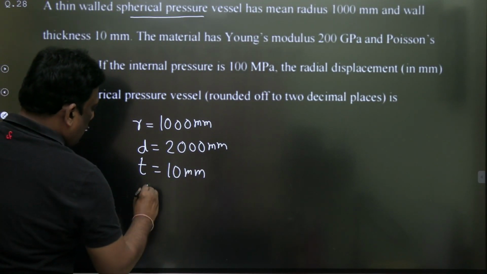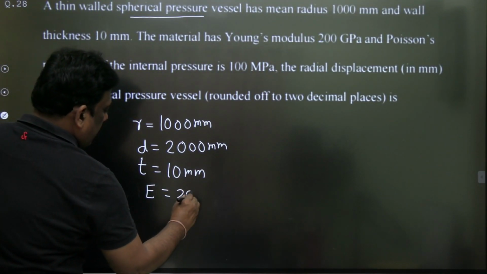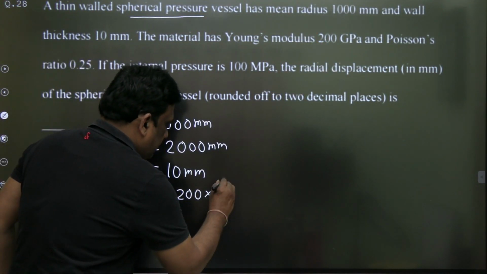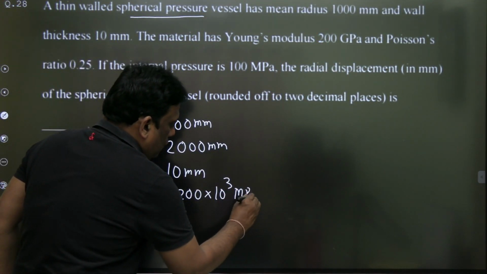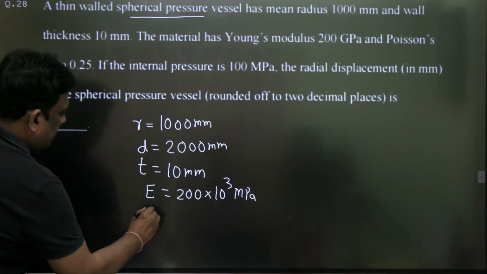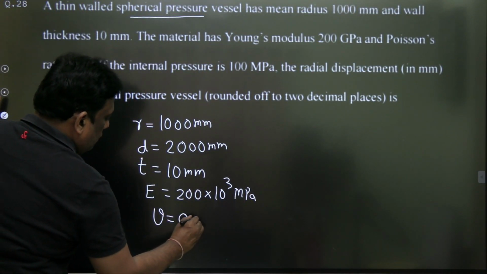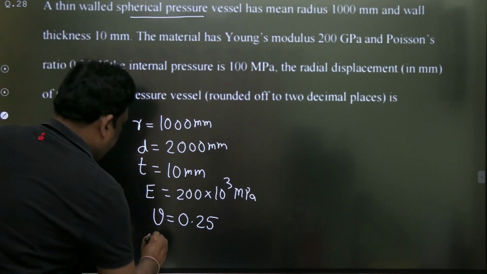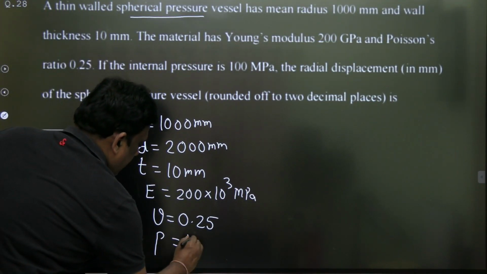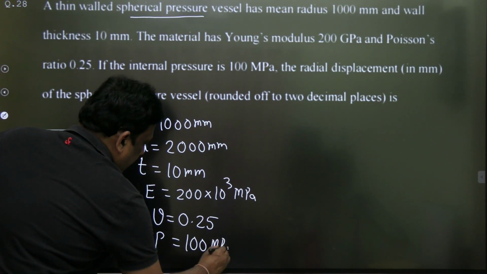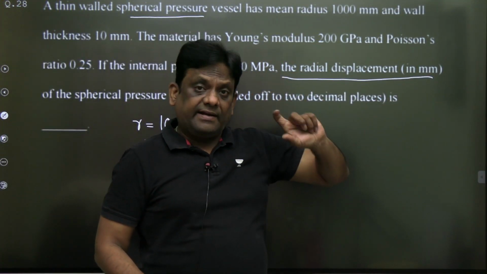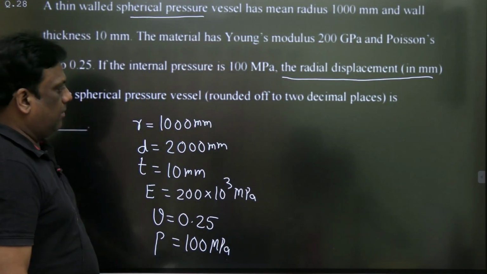And the Young's modulus is given as 200 giga, so I write this as 10 power 3 megapascal. No problem at all. And the Poisson's ratio is 0.25. If the internal pressure is 100 megapascal, let me repeat, the internal pressure is 100. What is asked is the radial displacement in mm.